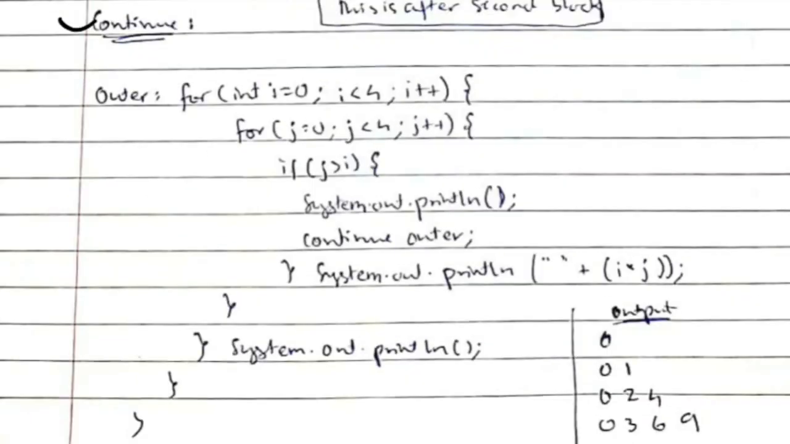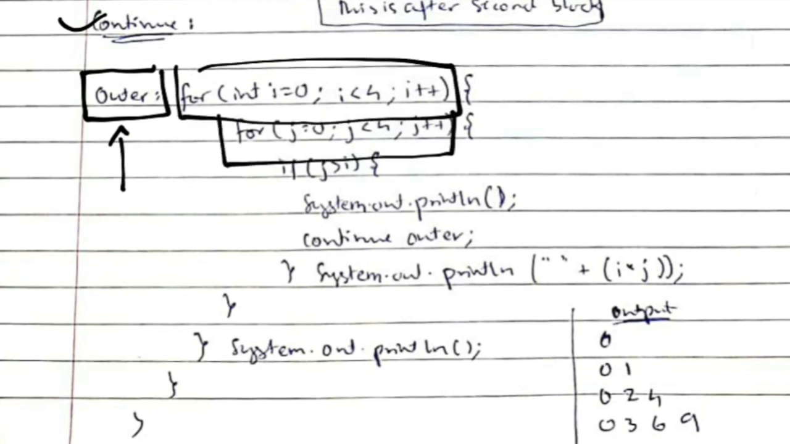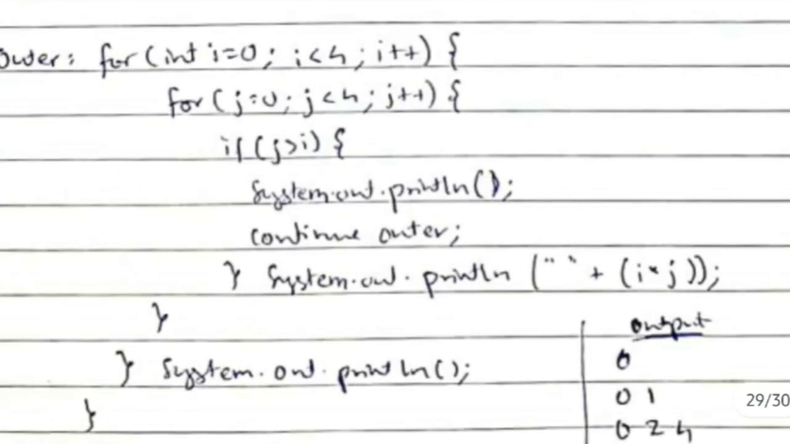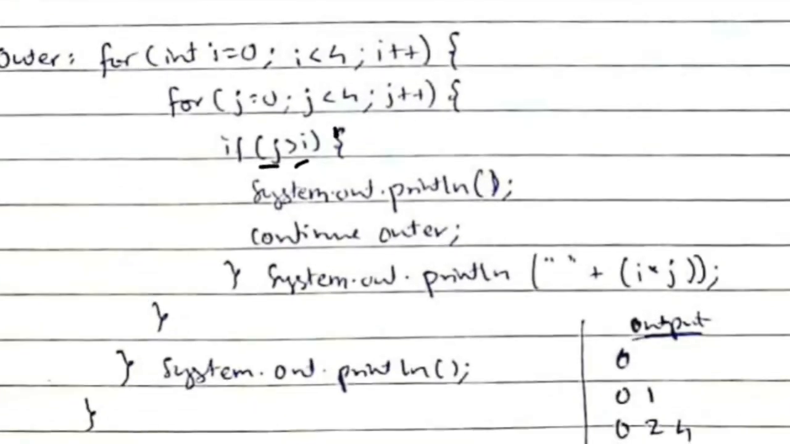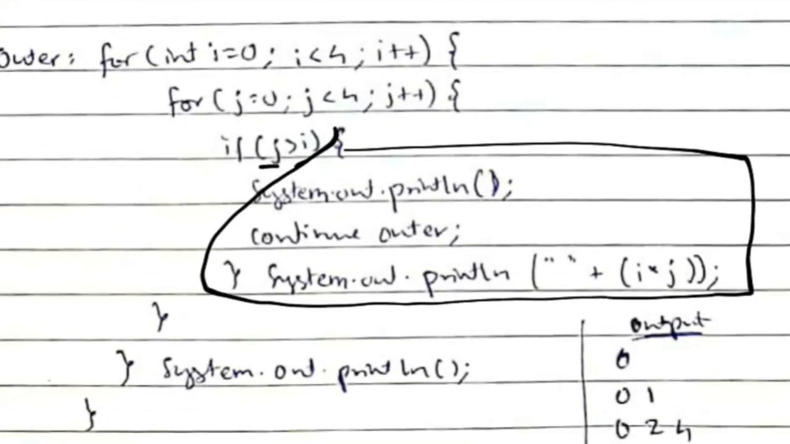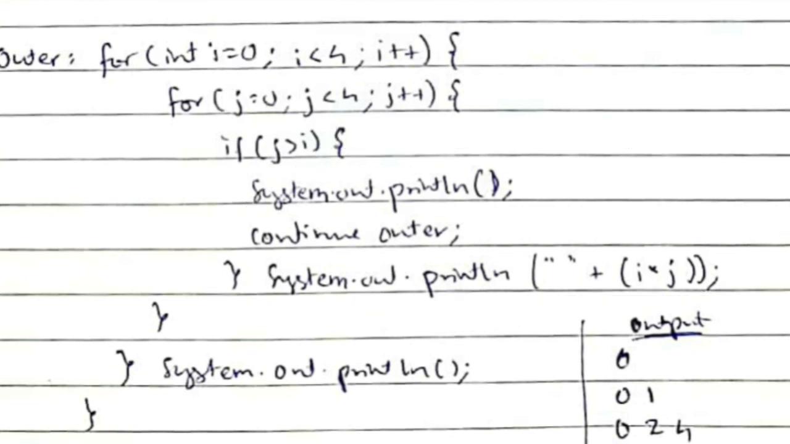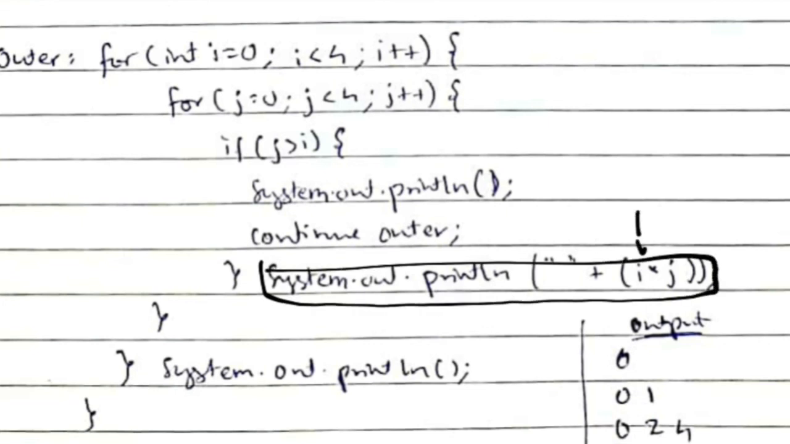To understand the labeled continue, it's a bit tricky, so observe carefully. Firstly, I have written outer, this is the label for continue, and I have defined a for loop inside which I have another for loop of j. What happens is, if j is greater than i, then this particular code should be executed. Since j is not greater than i, as i is 0 and j is 0, this won't be executed, and this will print out i into j. What is i into j? Both i's and j's value is 0, so this will be printed as 0 in the output. See here, it's 0.